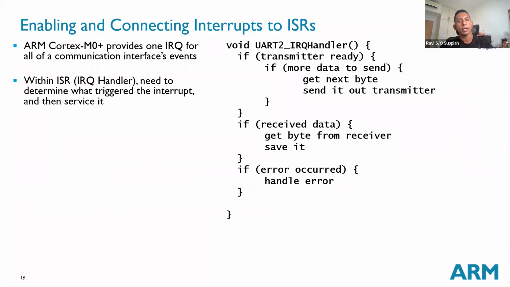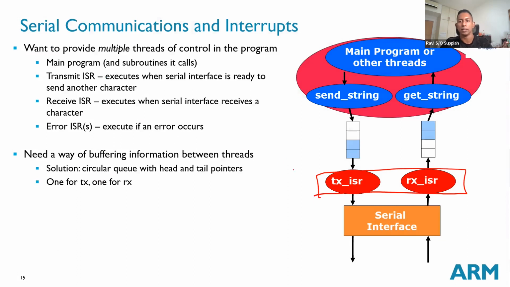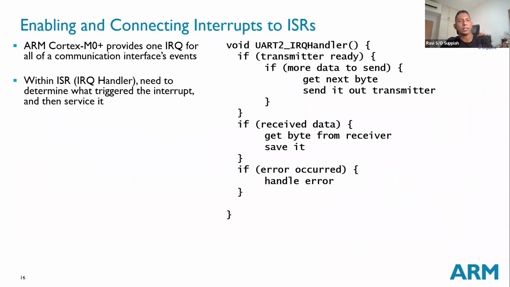In the Cortex M0 Plus, you only have a single IRQ handler. In this example, they're just giving a generalized example that you have one ISR for transmit and one ISR for receive. Some microcontrollers may have this functionality, where you have separate interrupt service routines for different events. In the Cortex M0 Plus that we are using, you only have a single IRQ handler. So whether it's transmit, receive, or an error condition, everything comes within the same ISR. Then what you need to do is figure out what happened by checking the flags and then process it accordingly.